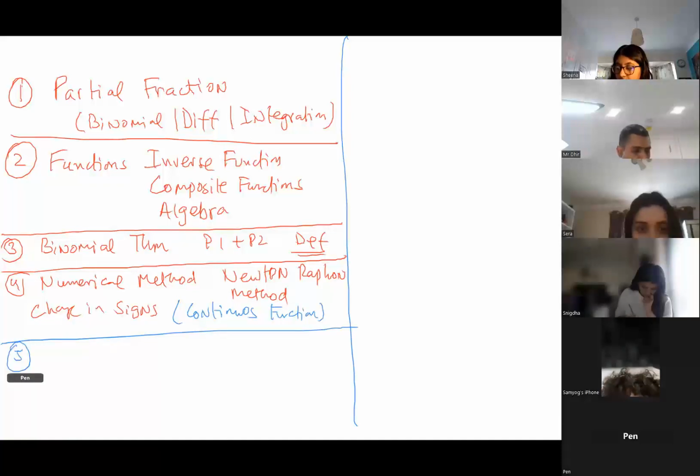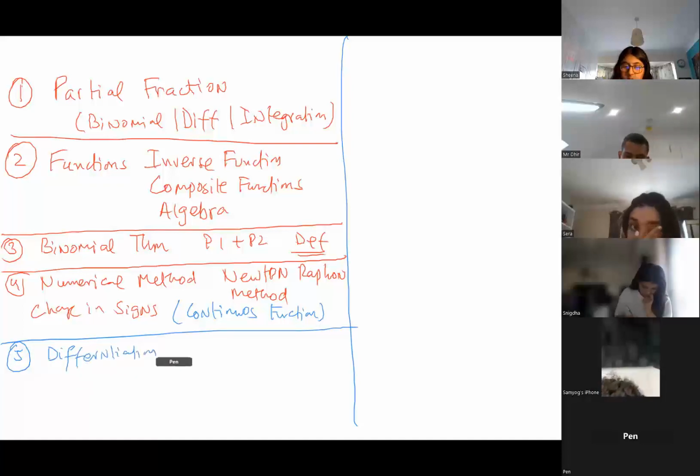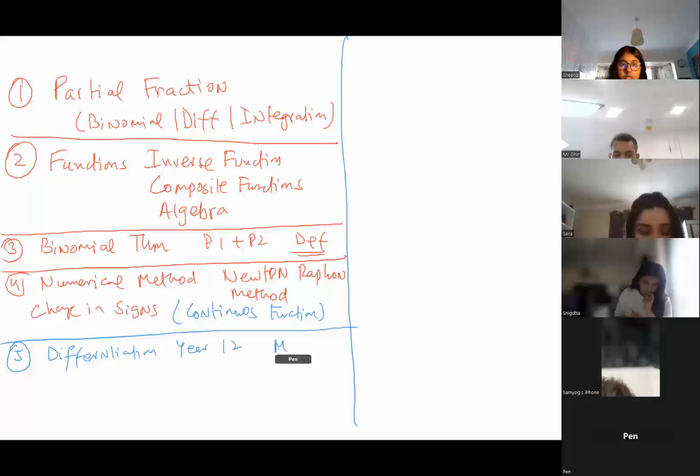This one can come up, and after this we have differentiation, which is from year 1, year 12 we can say. But the main question which you're expecting is minimum and maximum.